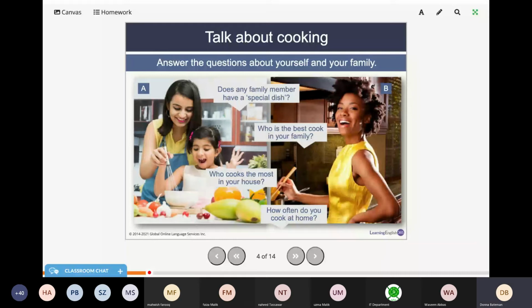Think also about your family. Do people generally cook together? And as a family, do you eat together? You know, traditionally, families always ate together, didn't they? At least once a day.